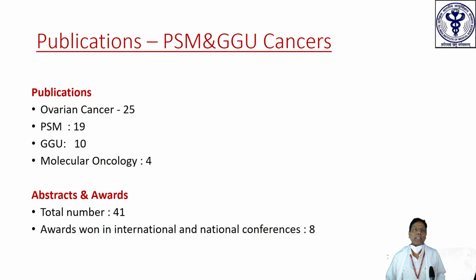So these are our publications, which are most important because of why the database is required. Sir told that it is the medicine of this thing: the academic career. So that is our publication in this PSM and GGU data. Total original articles on ovarian cancer are 25, peritoneal surface malignancy 19, GGU 10, and molecular oncology, we are working on that also, 4 papers. Abstracts and awards: the total number of abstracts presented in national and international forums is 41, and awards won in international and national conferences around 8, particularly from this database.